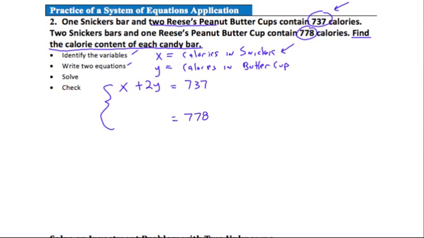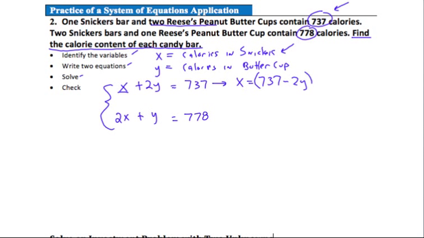Now let's look at my second equation. Two Snickers bars and one Reese's cup. So I would say now 2x, two Snickers bars, plus one Reese's peanut butter cup, gives us this 778. There's our two equations. Now we're ready to go ahead and solve this system of equations. So let's isolate one of these variables. I'll say, let's use x right here. We'll isolate x there. That would mean I just subtract 2y from each side. So I would have x equals 737 minus 2y.